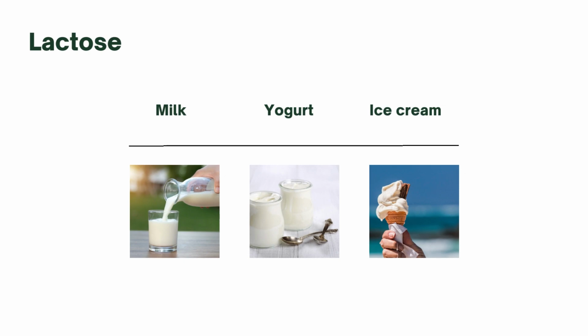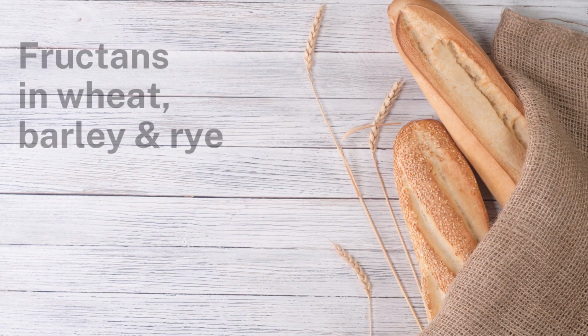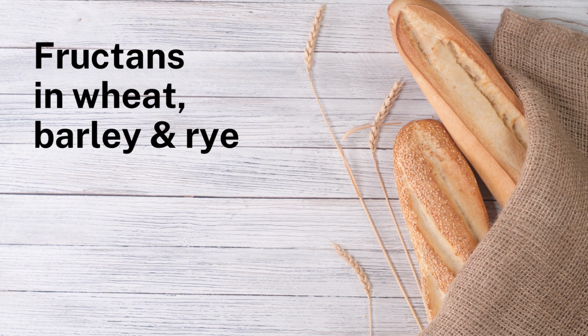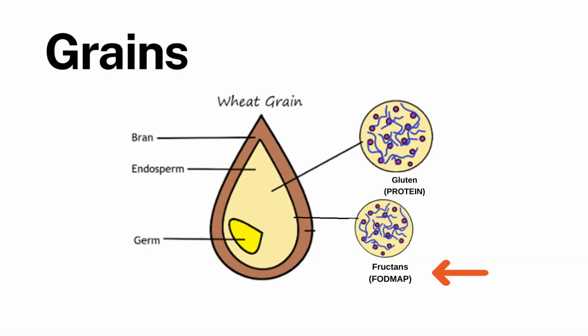Lactose is the sugar in dairy, which is found predominantly in milk, yogurt, and ice cream. And I'll go into lactose in a bit more detail in a minute. So first of all, I want to really concentrate on the fructans in wheat, barley, and rye, because I want to explain a little bit more background to this.